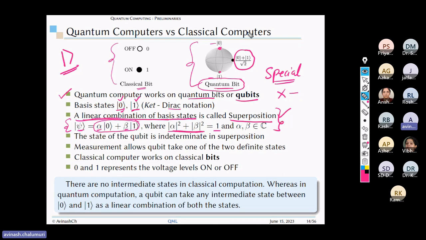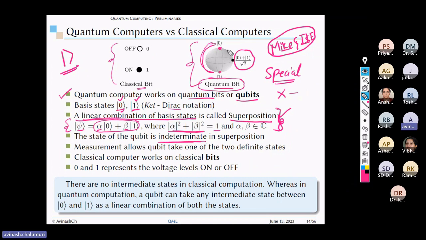If you're really wondering how this happens, you can refer to the Mike and Ike textbook, Quantum Computation and Quantum Information. This is a very famous textbook, and you can find all those basics in it. The state of a qubit is indeterminate, as we consider that it will be in a superposition of both 0 and 1 at the same time.